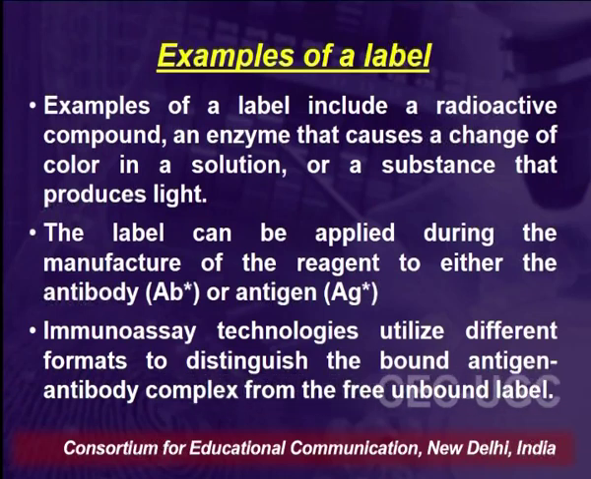The label is applied during the manufacture of the reagent. If we are doing specific reactions with antigens and antibodies which are lab produced, then antigen and antibody both can be labeled while we are manufacturing them. If the antigen or antibody is natural in nature, it can be labeled in a different way. These technologies utilize different formats to distinguish the bound antigen-antibody complex from the free unbound label, and thus these reactions are measurable in nature.